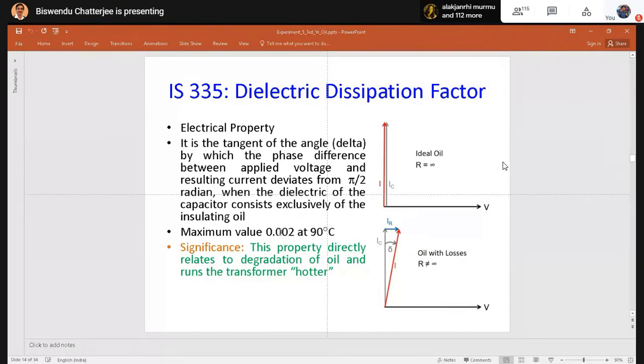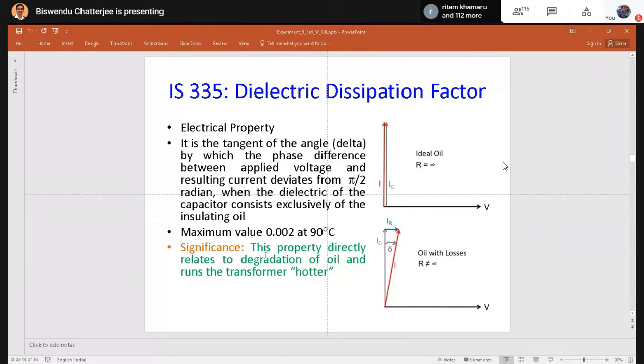Only 0.002, even at this high temperature of 90 degrees Celsius, where it is prone to much more loss than at ordinary room temperature. So the allowable limit is very strict. The oil must be almost purely capacitive in nature.